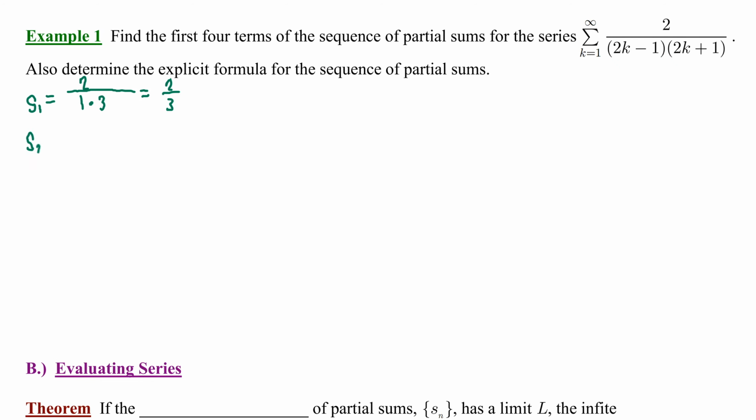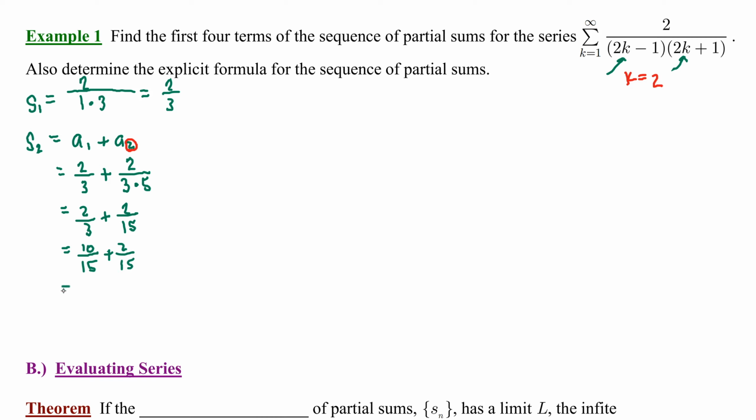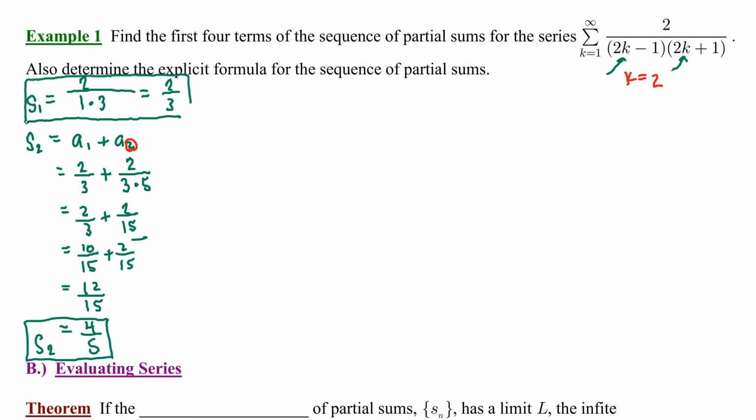Let's find the second partial sum. Now, the second partial sum is the sum of the first 2 terms of the sequence. We've already discovered the first term is 2/3, so we need to find the second term. We can generate it by plugging in k equals 2 in our formula. We end up with a 2 in the numerator, 2 times 2 minus 1 is 3, and 2 times 2 plus 1 is 5. So here we have 2/3 plus 2/15, which gives us 12/15, and this reduces by a factor of 3 to 4/5. So while our first partial sum is 2/3, our second partial sum is 4/5. Again, that's just the sum of the first 2 terms of the sequence.